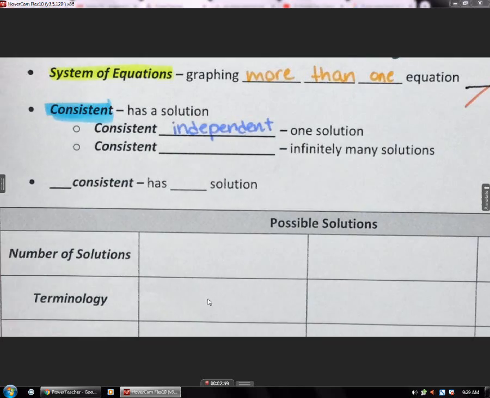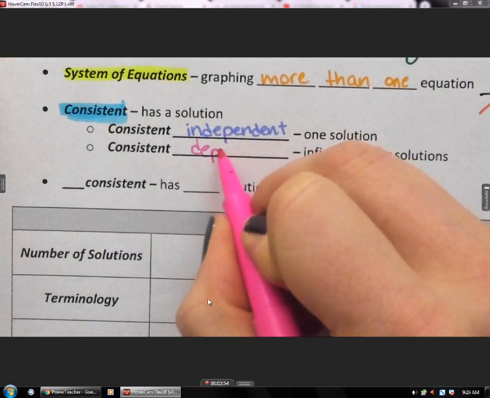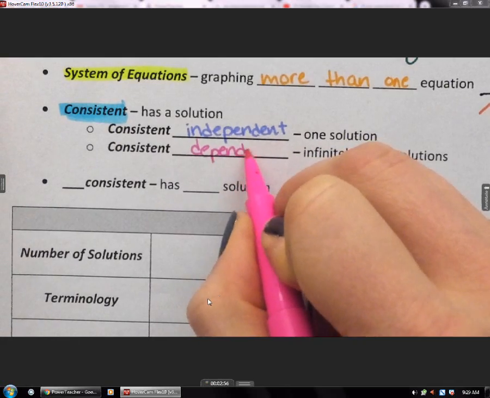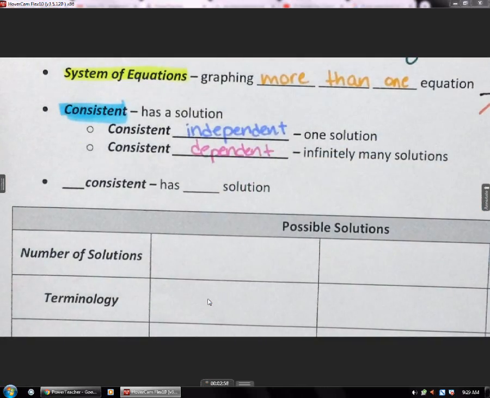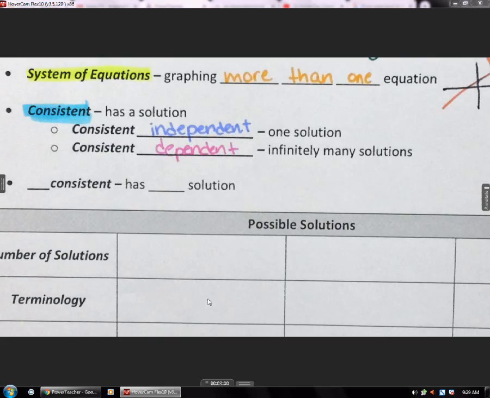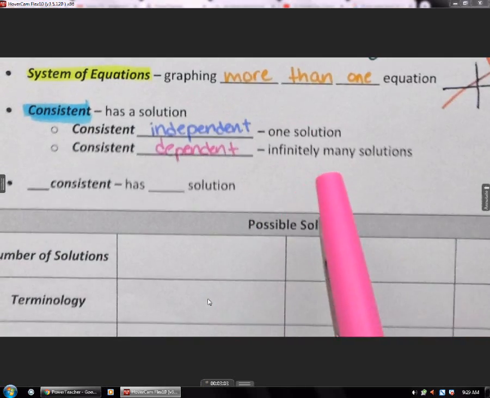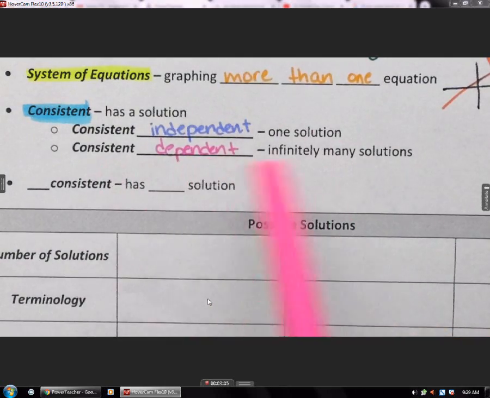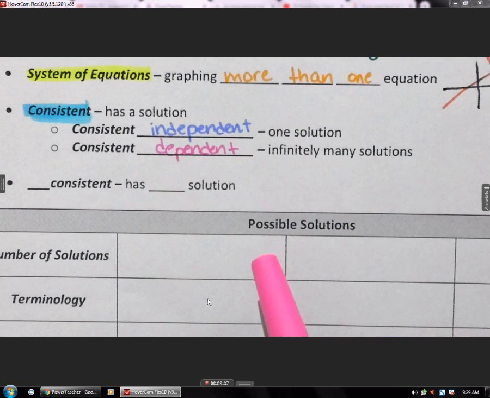Consistent dependent has infinitely many solutions. So independent has exactly one solution. Dependent has infinitely many solutions. I'm giving you lots of vocab right now. We'll use it in a minute.